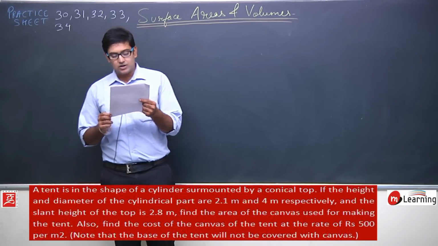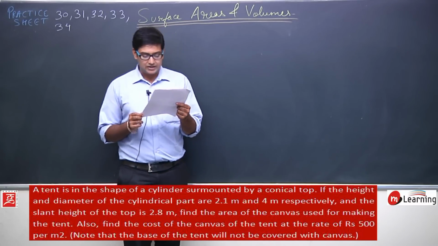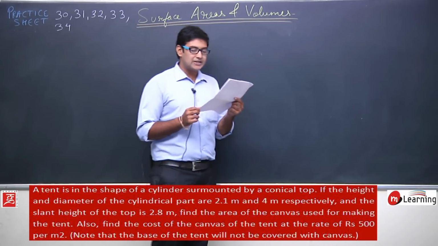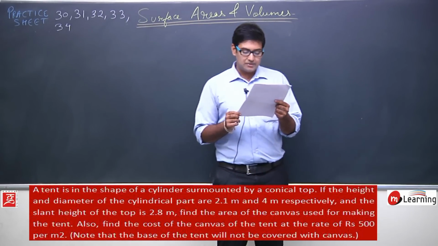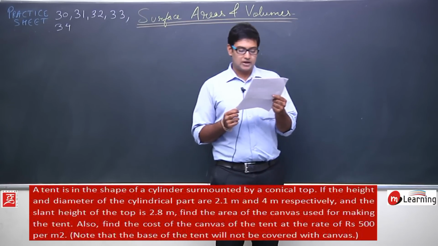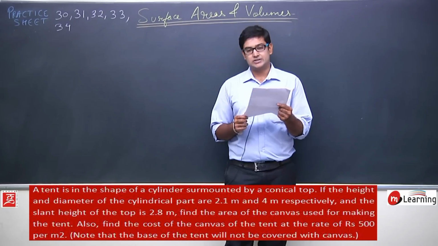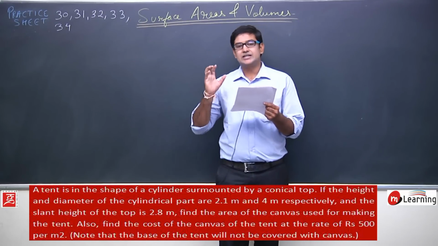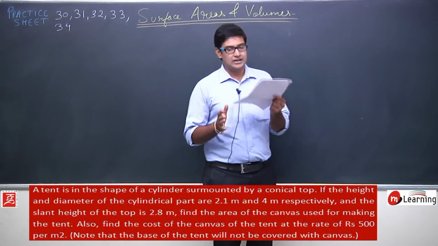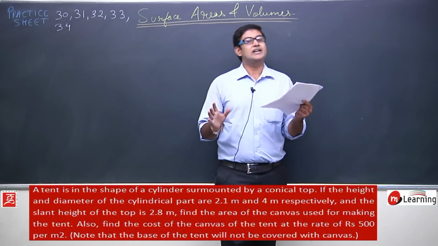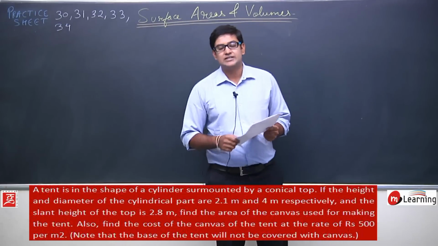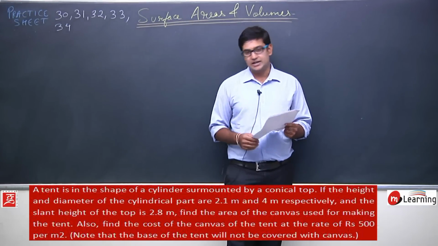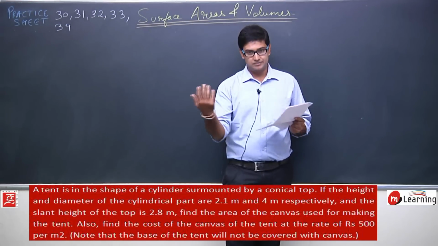Also, find the cost of canvas of the tent at the rate of rupees 500 per meter square. Note that the base of the tent will not be covered in the canvas. Okay. So, let us understand this question line by line. It first says that there is a tent which is in cylindrical shape. So, you might have seen the circus tent, it is in cylindrical shape. It is a round tent.